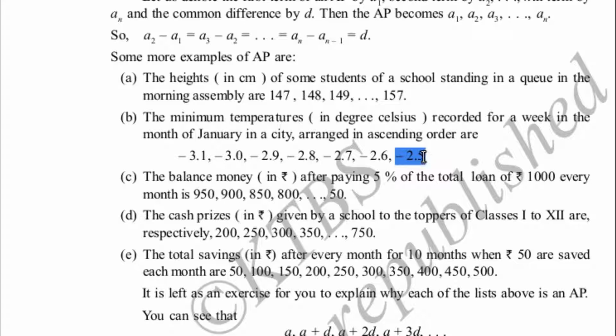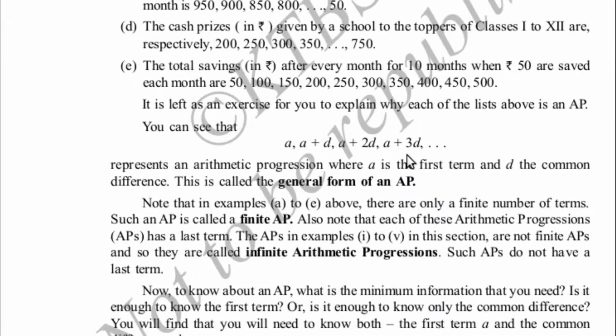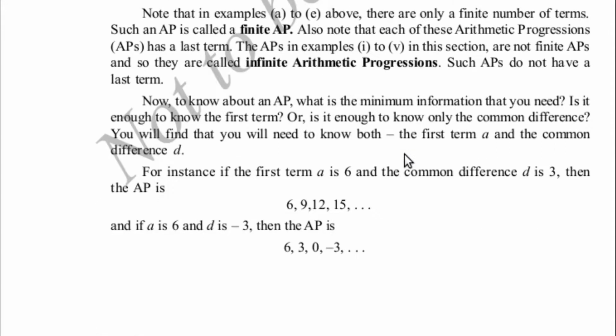Here we can notice that we have got the first term and the last term, and we are able to count the number of terms in an arithmetic progression. So this is an example of finite arithmetic progression. Now let us move on to infinite arithmetic progression.